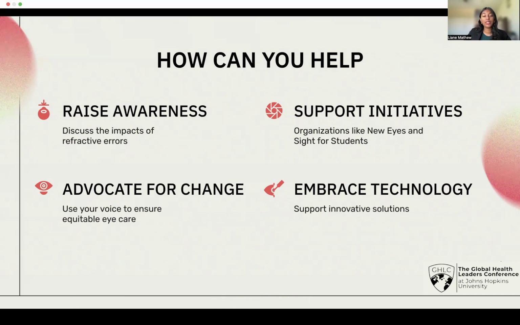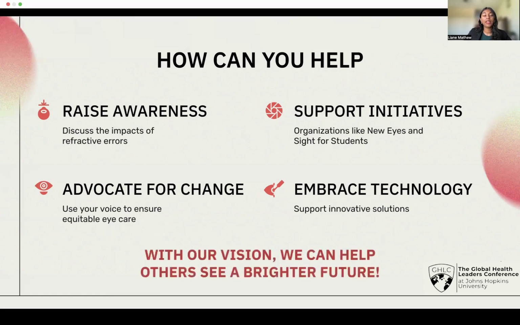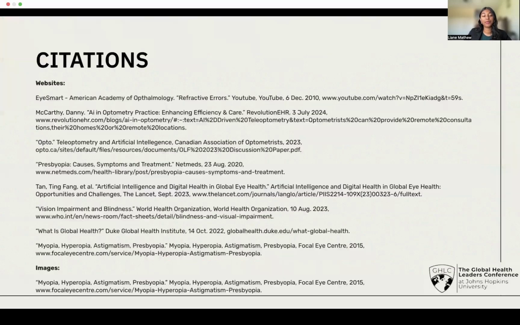We can also use our voices to help shape policies that ensure equitable eye care for all, and to encourage the use of telemedicine and AI-powered solutions to expand access to eye care in remote and underserved areas. We can support innovative solutions to help bridge the gap in healthcare access. Getting involved is crucial because with our vision, we have the power to help others see a brighter future.